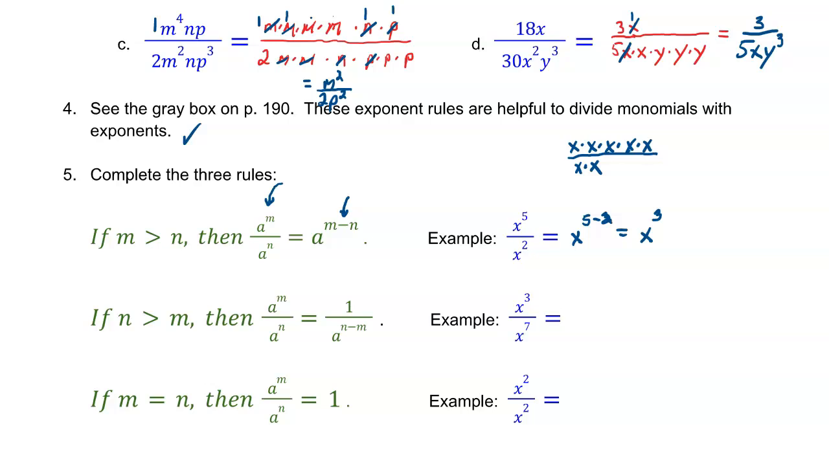Now, what's going to cancel out and what's going to remain? These cancel out, creating 1. These cancel out, creating 1. The other x's remain, and you have x to the 3rd power left over.